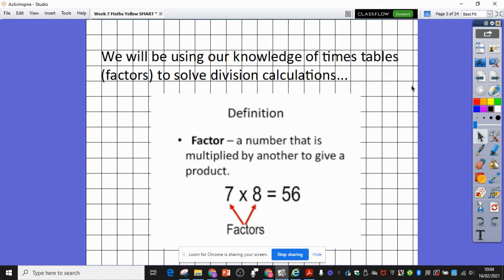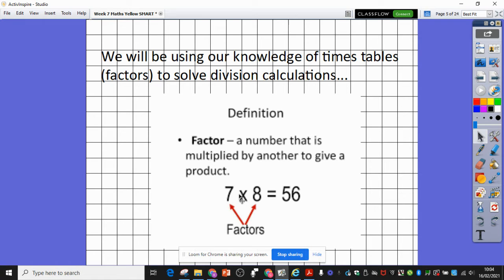So you're going to use your knowledge of times tables, the factors, to solve division calculations. Now, here's the definition of a factor, just in case you can't remember, but we did recap on this in the autumn term, and we did quite a bit of work on this one. But just to recap, a factor is a number that is multiplied by another number to give a product, and the product is the answer.